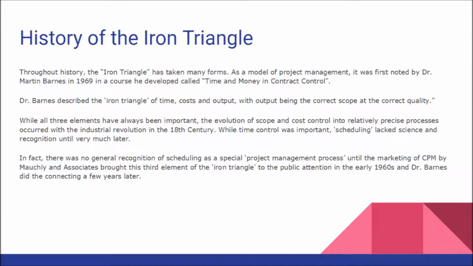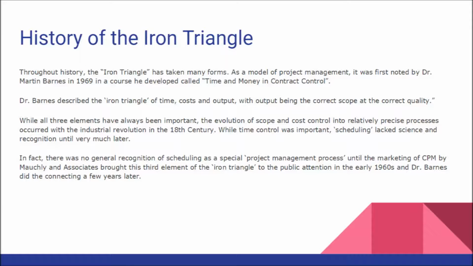Throughout history, the Iron Triangle has taken many forms. As a model of project management, it was first noted by Dr. Martin Barnes in 1969 in a course he developed called Time and Money in Contract Control. Dr. Barnes described the Iron Triangle of time, costs, and output, with output being the correct scope at the correct quality.